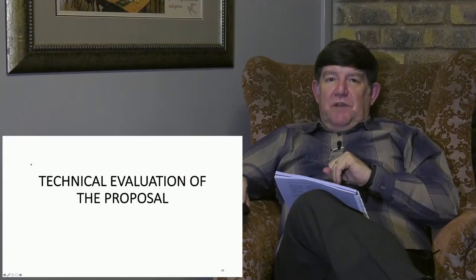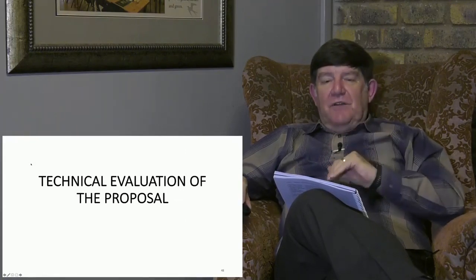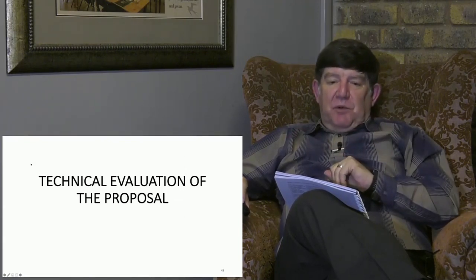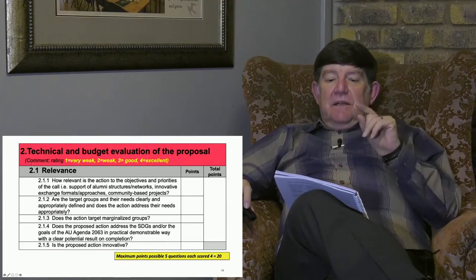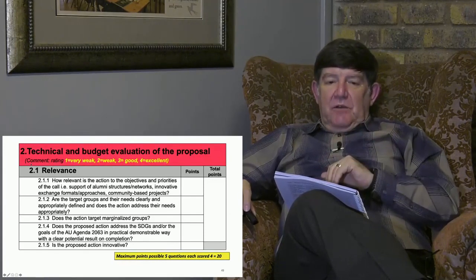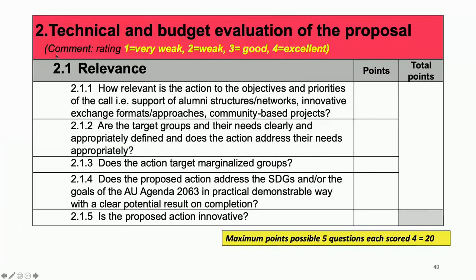Now, the second part of the evaluation. If your proposal is found administratively compliant, it will go to the technical evaluation process. The evaluation criteria and sheet is in your document pack. You may have downloaded it. For the rating, you can get 1 of 4 scores. Very weak scores 1. Weak, score 2. Good, score 3. And excellent, score 4.